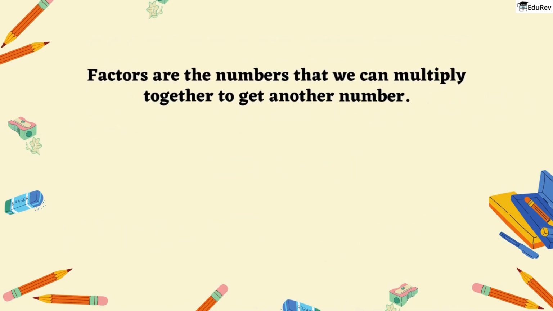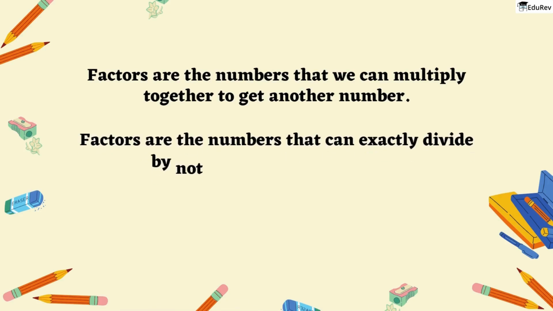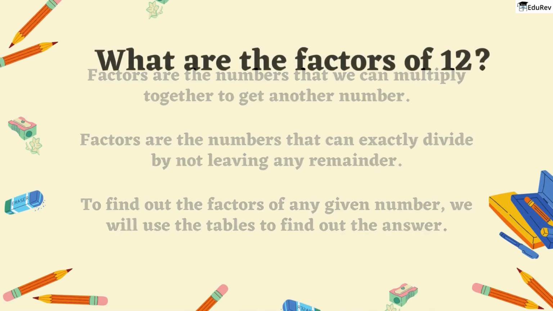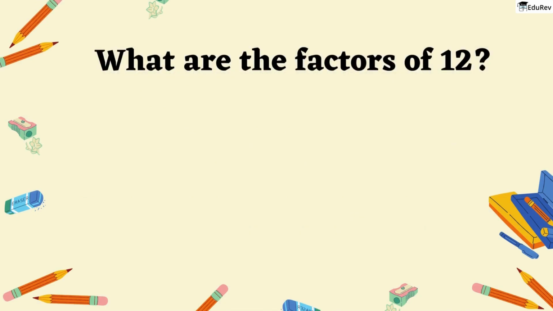Factors are the numbers that we can multiply together to get another number. We can also say that factors are the numbers that can exactly divide by not leaving any remainder. And to find out the factors of any given number, we will use tables to find out the answer. We will always start with 1 till the number which exactly divides it. Let's take an example now.